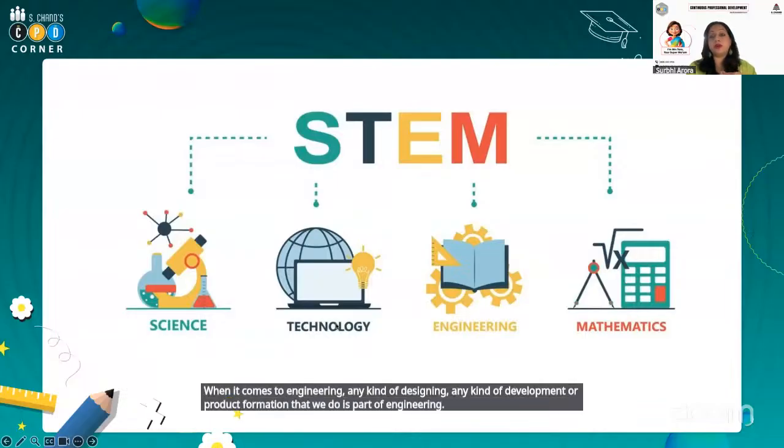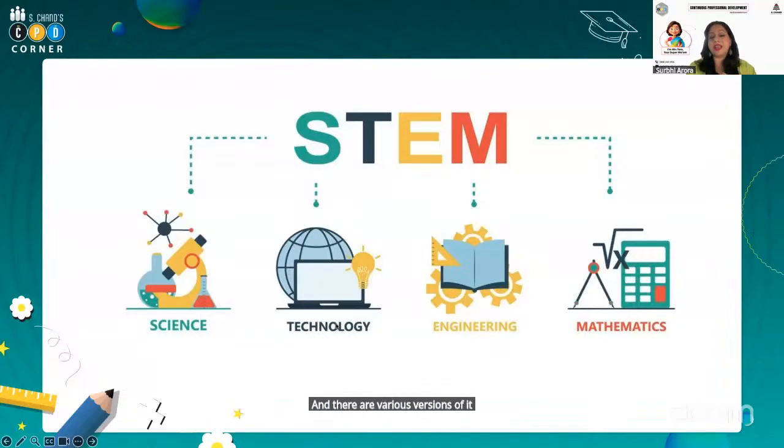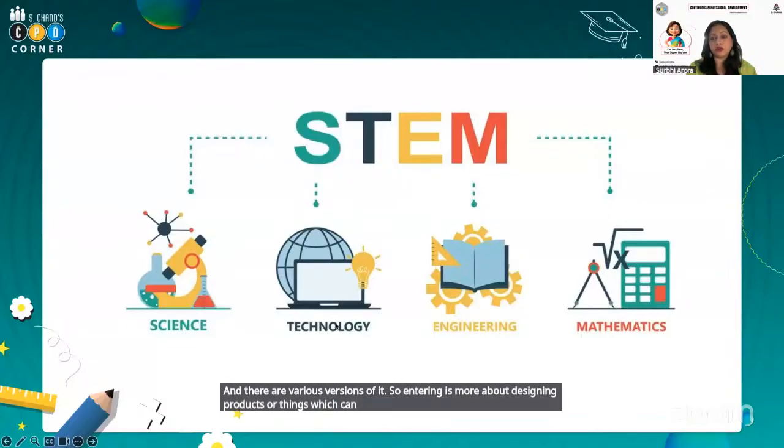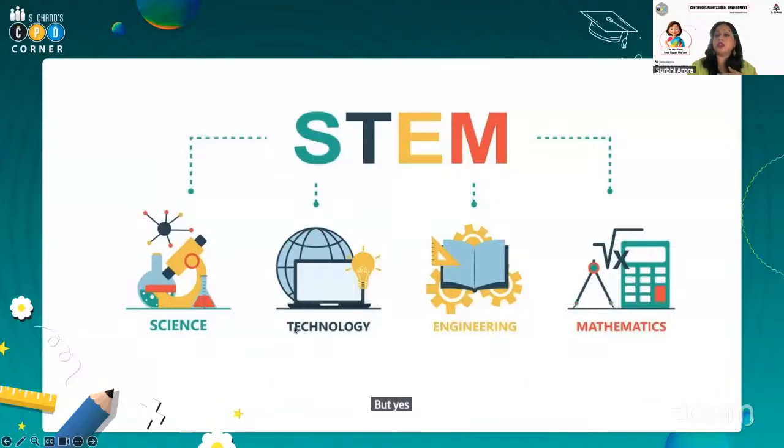And there are various versions of it. So engineering is more about designing products or things which can reduce the human effort. That's what we talk about. I could have given the definition from Three Idiots also right now. I think that should have worked better. But yes, it's science, technology, engineering, and mathematics.